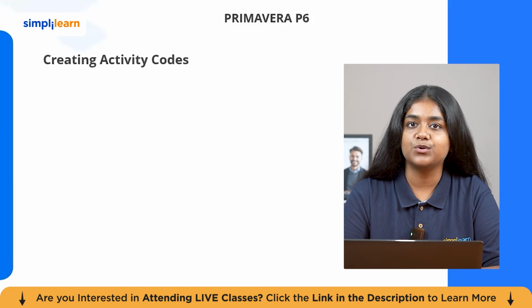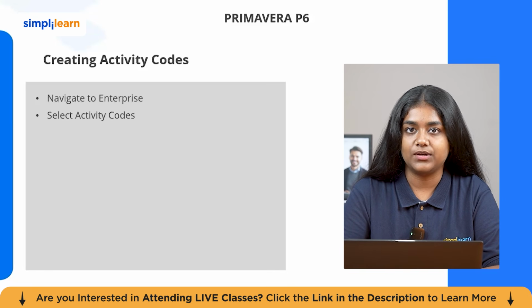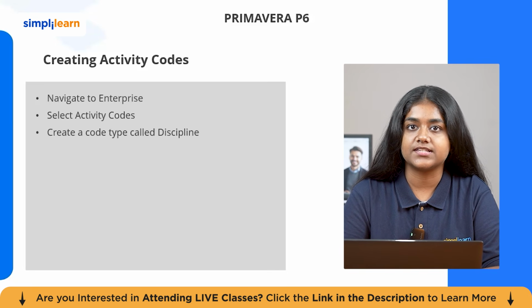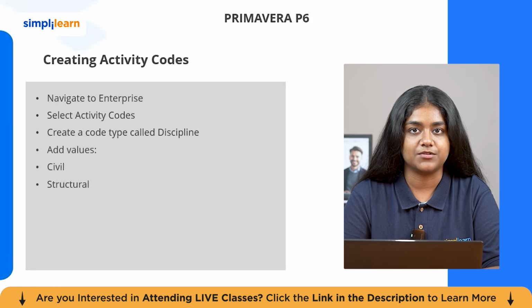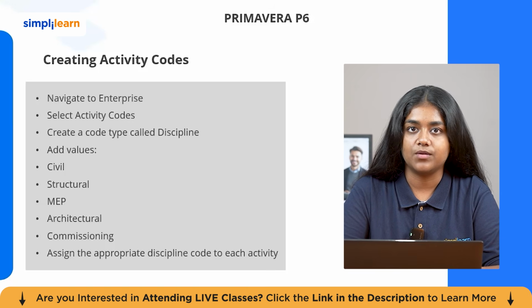So let's understand how to create activity codes. To create activity codes, navigate to Enterprise and Activity Codes, create a code type such as discipline and add values like civil, structural, MEP, architectural, or commissioning. After that, assign the correct discipline code to each activity in the schedule. This allows users to quickly filter activities based on their discipline or responsibilities.